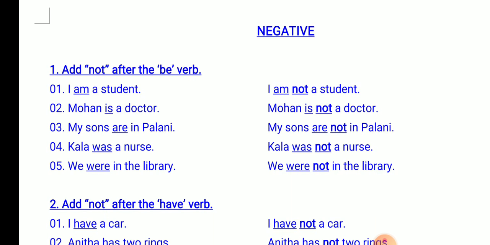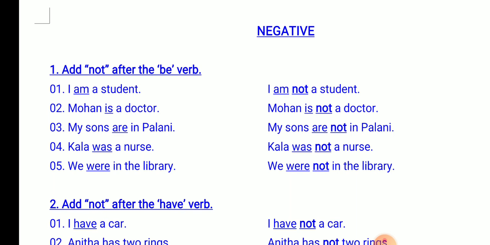The first rule is that when we have a be verb in an affirmative sentence, it can be changed into negative by adding not after the be verb. Look at the examples given.